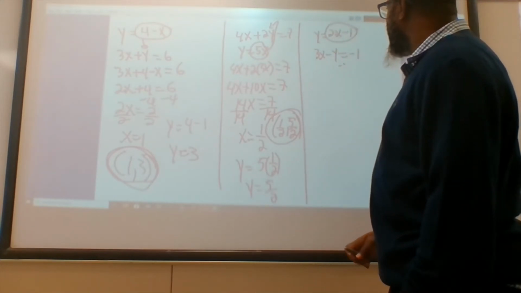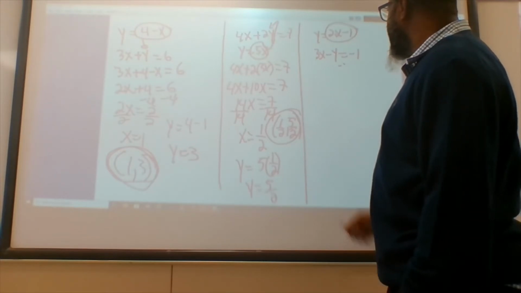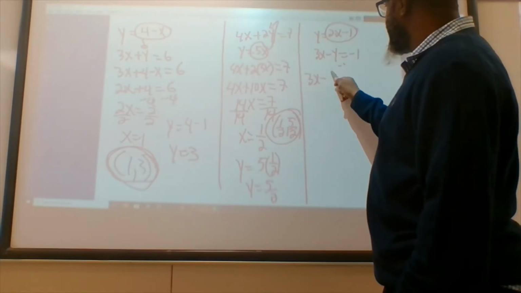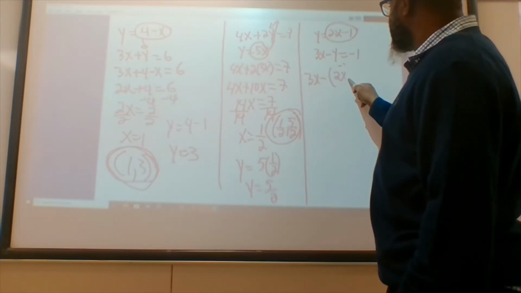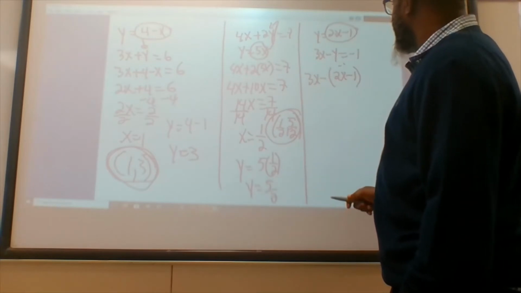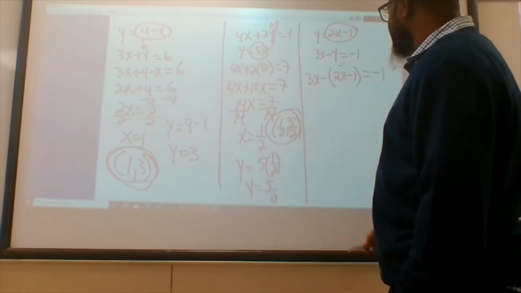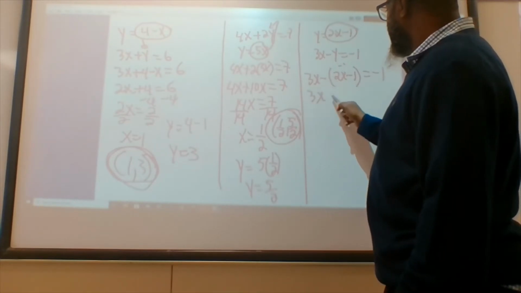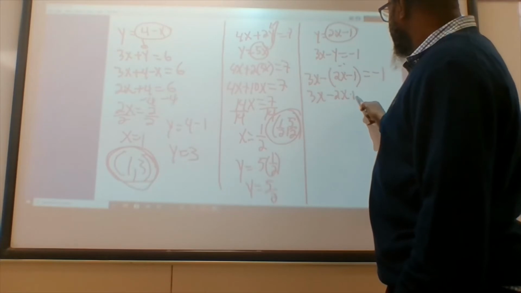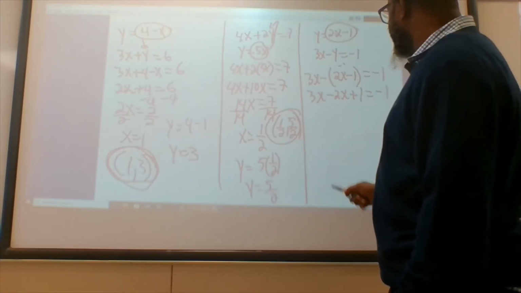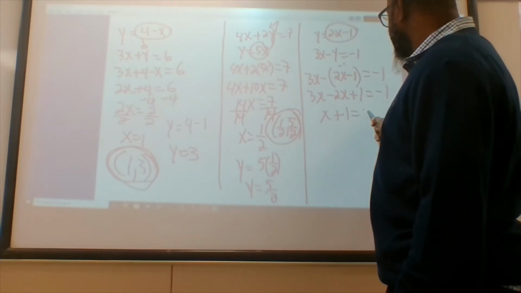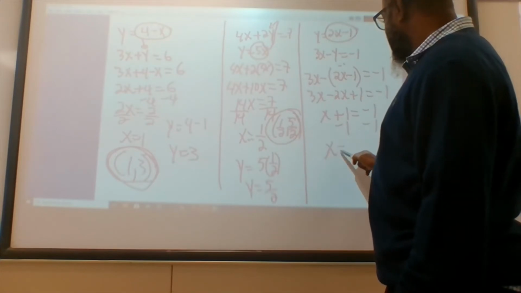Y is 2x minus 1. I can come in and replace here. So I will have 3x minus, be careful, there's a negative, open parenthesis, 2x minus 1, right? Is equal to negative 1. So you'll have to distribute the negative. You'll have 3x minus 2x plus 1 is equal to negative 1. This will give you x plus 1 is equal to negative 1. Subtract 1 on this side. And this is x is negative 2.